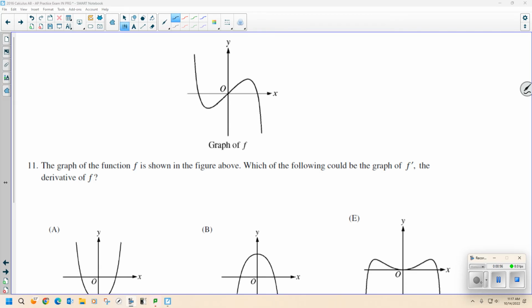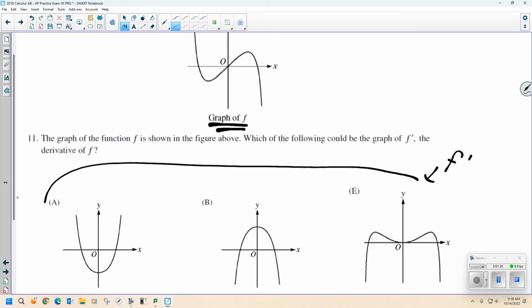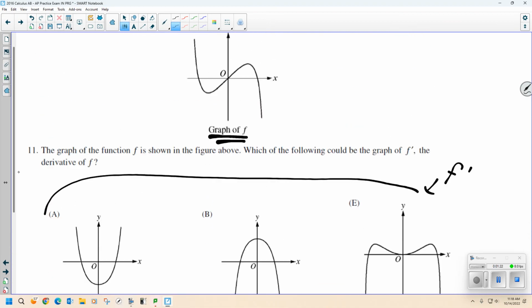Number 11 says the graph of function f is shown in the figure above. Which of the following could be the graph of f prime? All right, f prime, which is the derivative of f. This is the graph of f. Let's be perfectly clear. One of these down below is the graph of the derivative. I think there's 5 choices here.